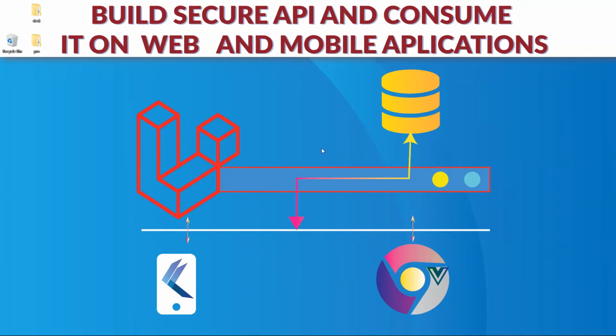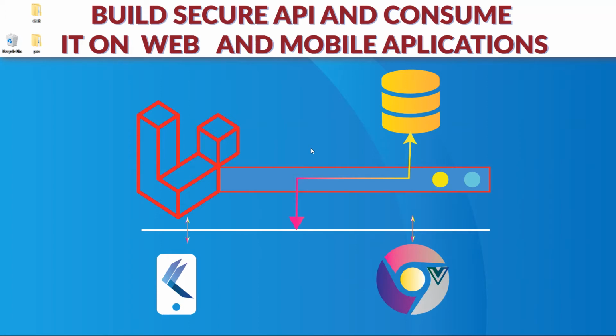Let's go ahead and see what we'll be building in this course. In this course, we'll be building three modules of an application. We'll be building the API part of the application. Then we'll be building the web part of the application, whereby we'll be using Vue.js to build a single page application to consume our API.